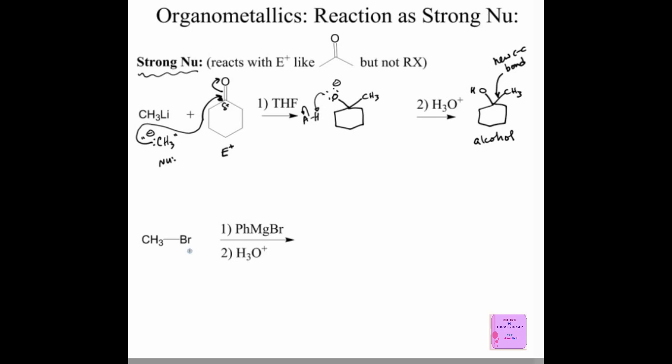We have methyl bromide. Methyl bromide is definitely an electrophile because we have a carbon bearing a leaving group. Phenyl magnesium bromide, what does that mean? We have phenyl minus.